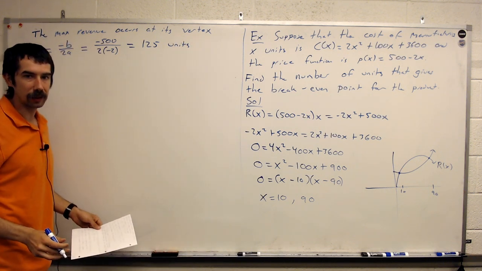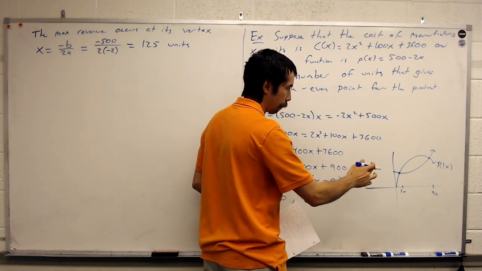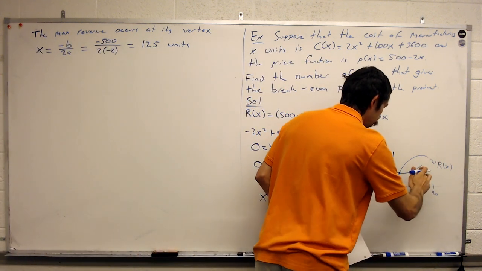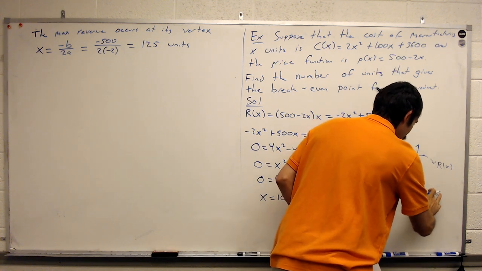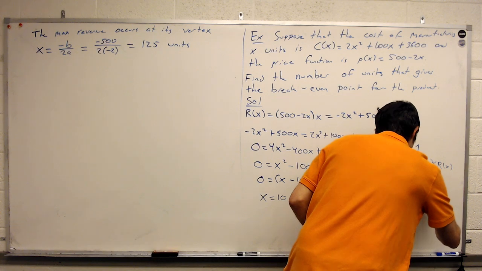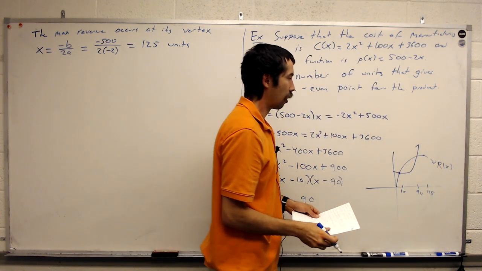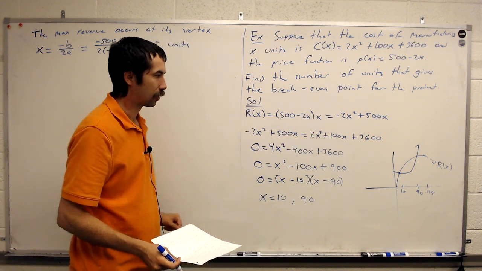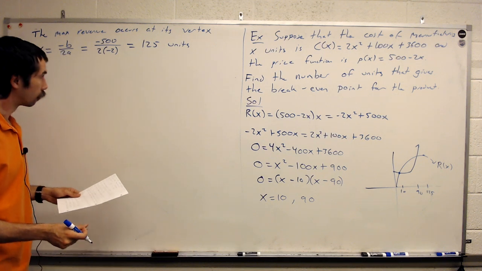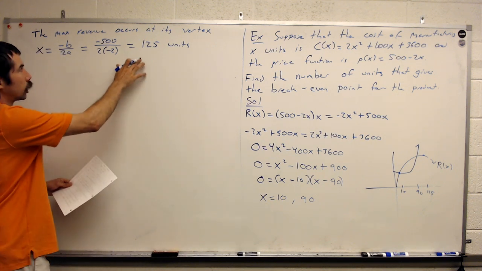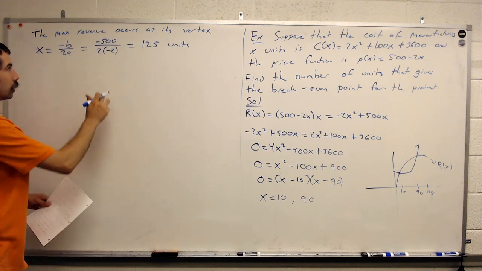Which is 125 units. Okay, so our drawing is actually a little bit misleading. It should look more like this. Our vertex is to the side. Our vertex actually occurs at a point when our costs are greater than our revenue. Just because we maximize our revenue doesn't mean we maximize our profit, right?